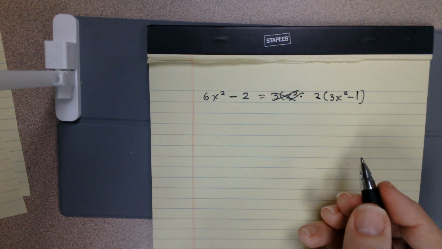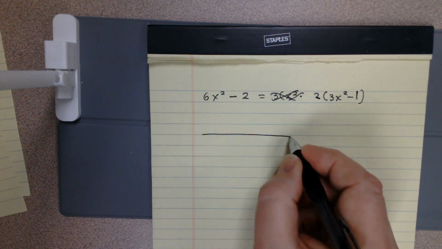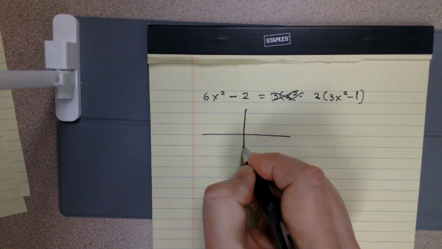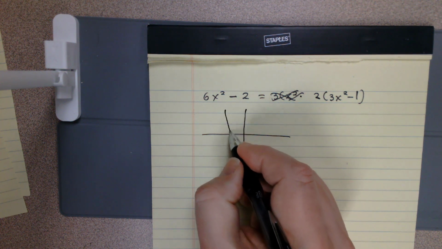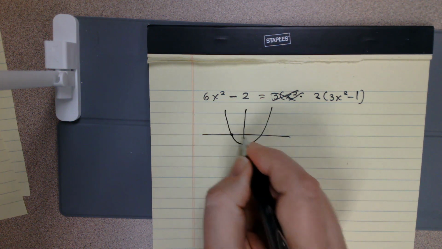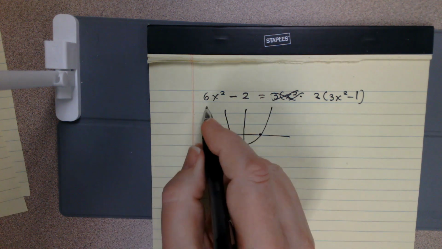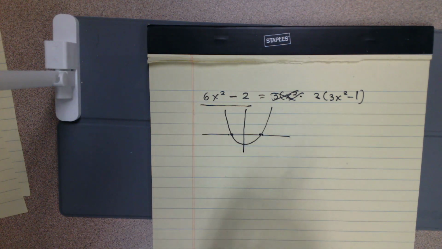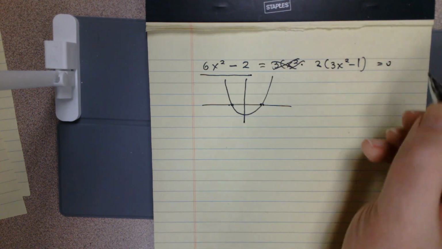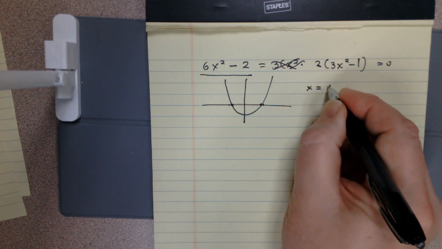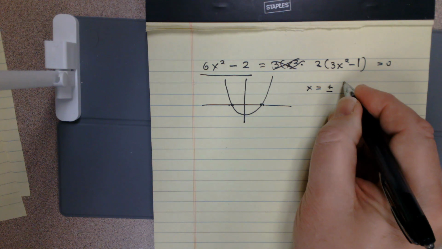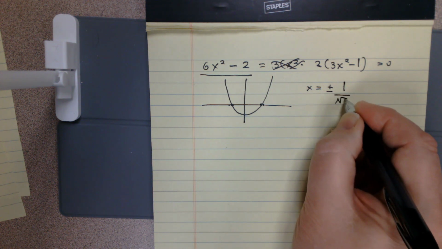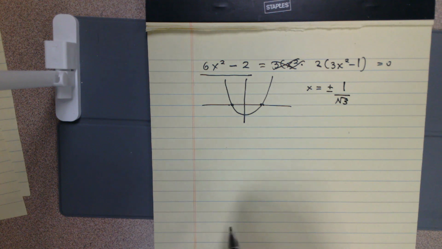Now, this is a parabola. What do I know about this parabola? It's a smiley parabola. It's going to look in general like this. This is an even function, so it is symmetric around the y-axis. When I set this equal to 0, I get x is equal to plus and minus 1 over the square root of 3.